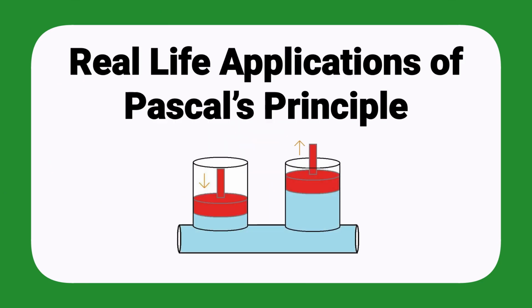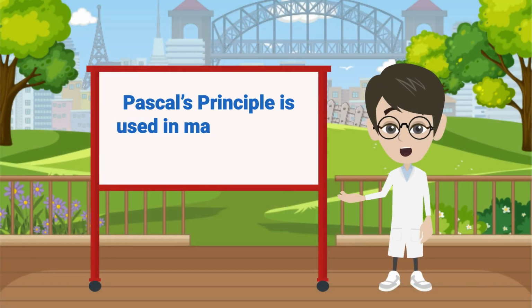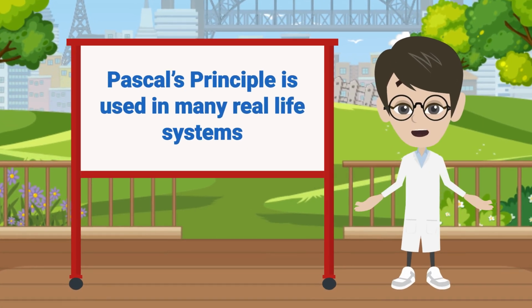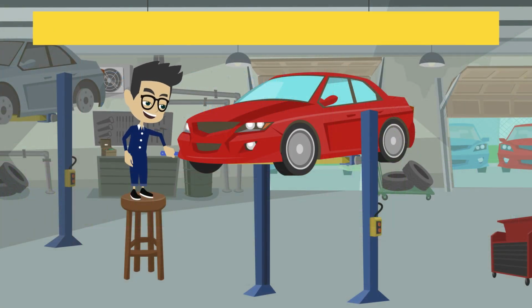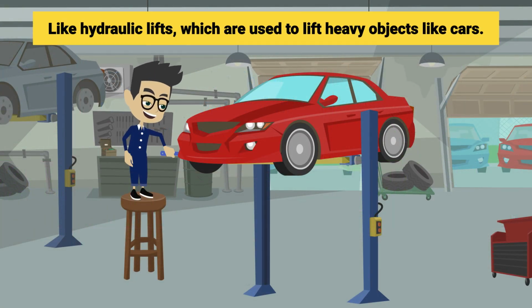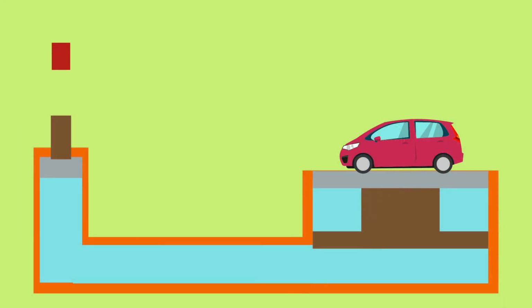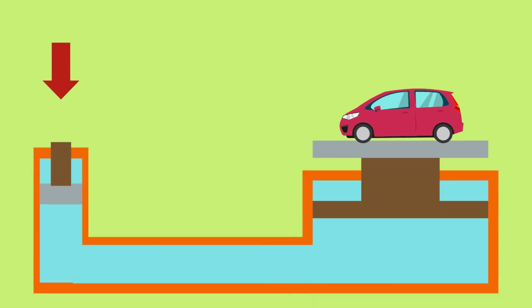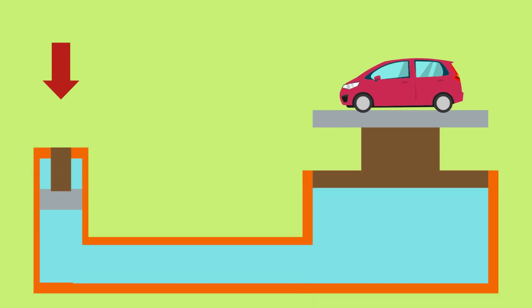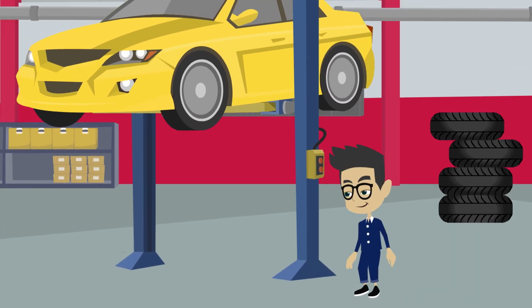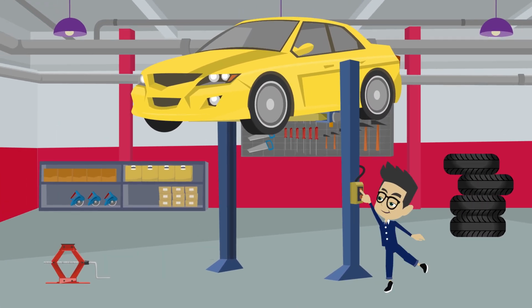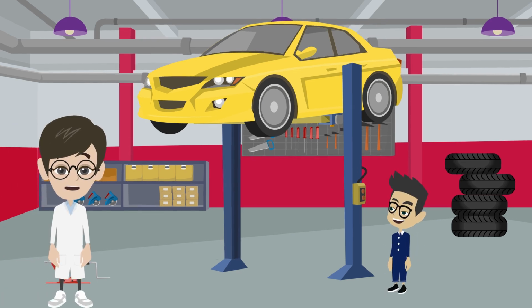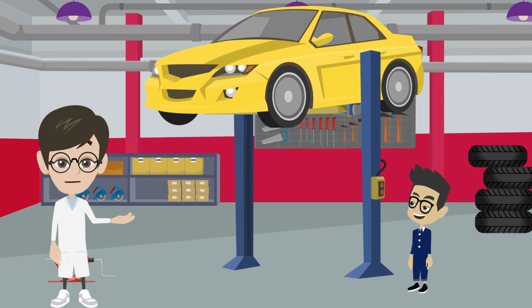Real-life applications of Pascal's principle. Pascal's principle is used in many real-life systems, like hydraulic lifts, which are used to lift heavy objects like cars. In a hydraulic system, applying pressure to a small area can create a much larger force on a bigger area. By applying pressure to a small area, we can lift something really heavy because the pressure gets transmitted evenly, making lifting easier. It's all thanks to Pascal's principle.